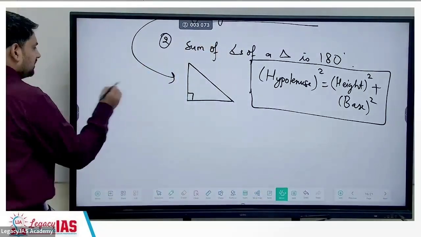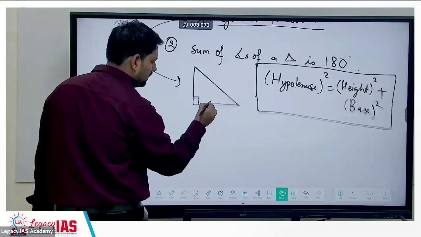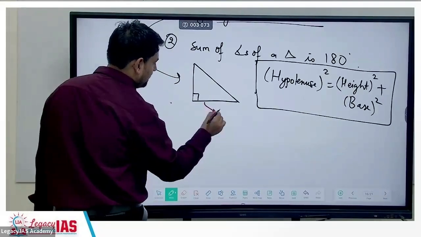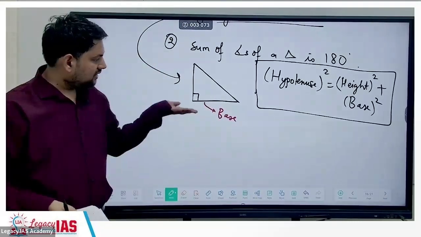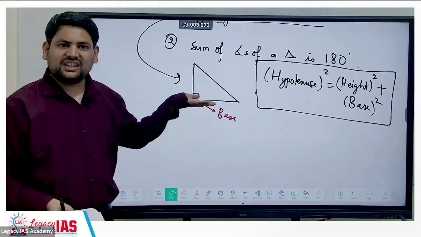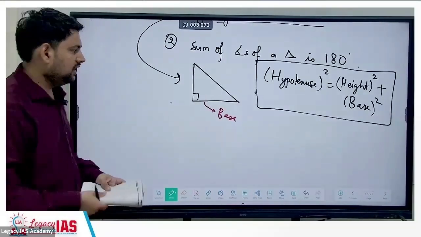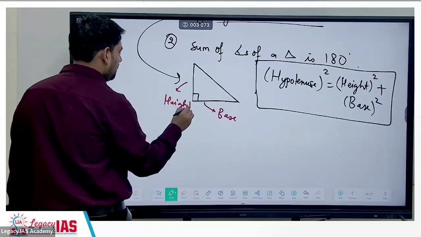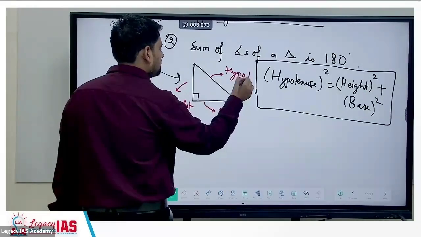See, this is the nomenclature of a right angle triangle. This is called base. Understand it? Something on which the structure is standing, so it's a base. This is called height. And this one is called hypotenuse.